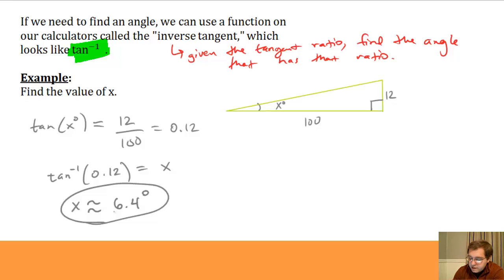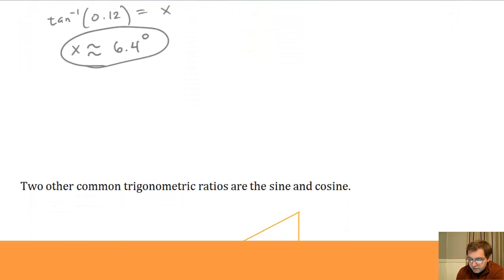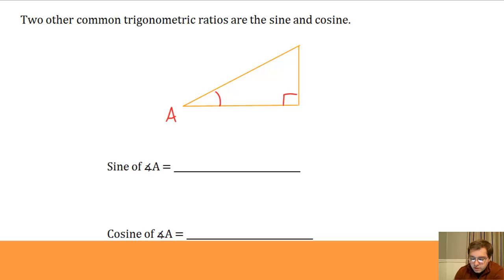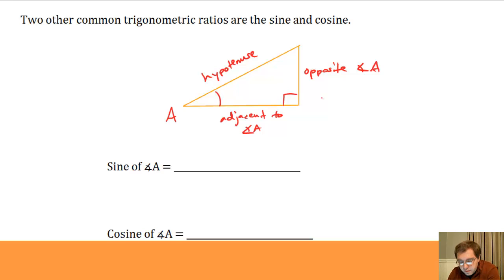We'll be doing a bunch of examples like this in class, so don't worry if it's kind of confusing right now. Two other common trigonometric ratios are the sine ratio and the cosine ratio. So again, let's think of this right triangle with angle A here. We know this is the leg opposite angle A. This is the leg adjacent to angle A. And what do we call this thing up here? We know we call that the hypotenuse because it is opposite the right angle.